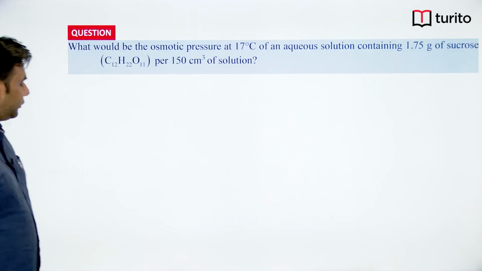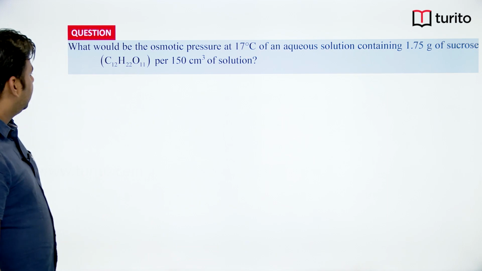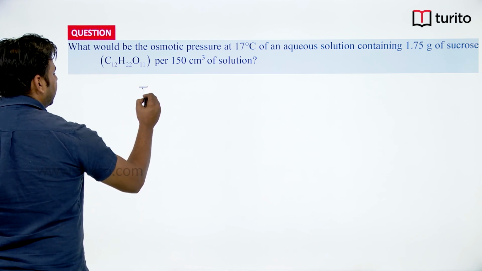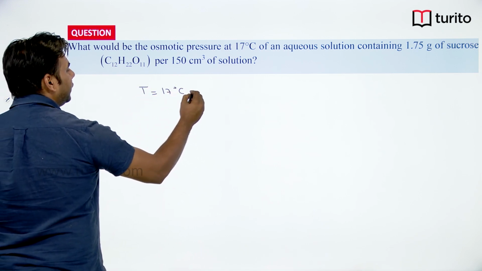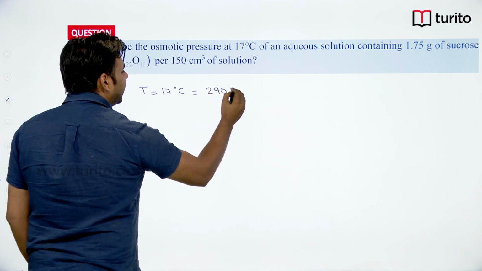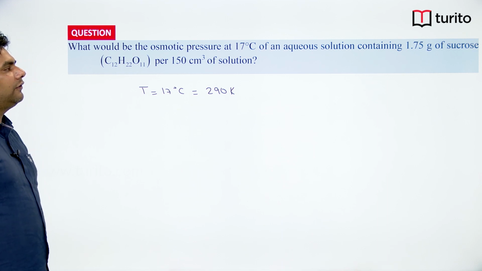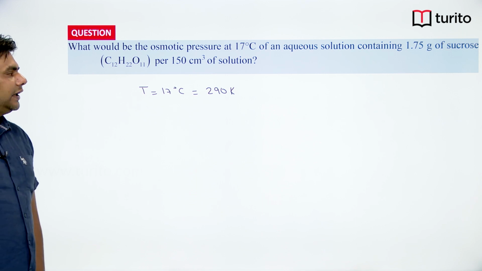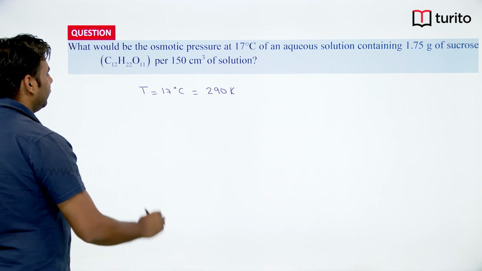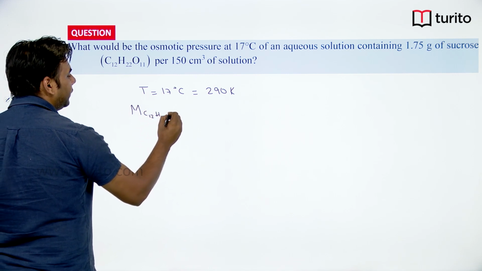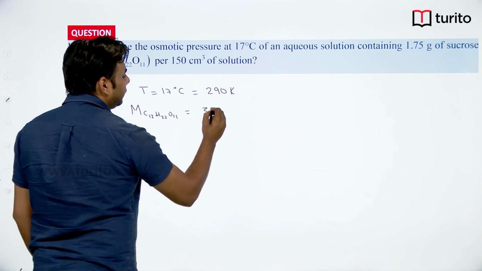Okay, so just look at this question. It says: what would be the osmotic pressure at 17 degrees Celsius? Temperature has been given to us as 17 degrees Celsius. We can convert it into Kelvin, which would become 290 Kelvin. What would be the osmotic pressure at 17 degrees Celsius of an aqueous solution containing 1.75 gram of sucrose per 150 centimeter cube of solution? We know that the molar mass of sucrose, C12H22O11, is 342 gram per mole.